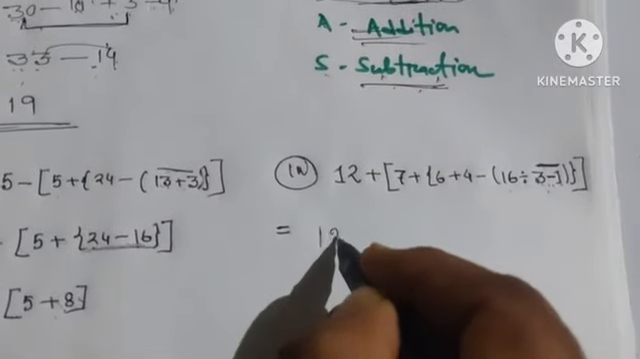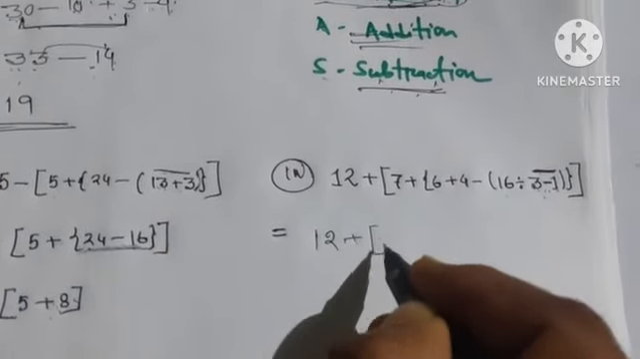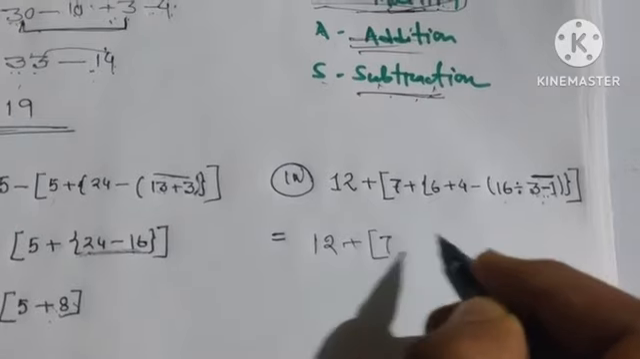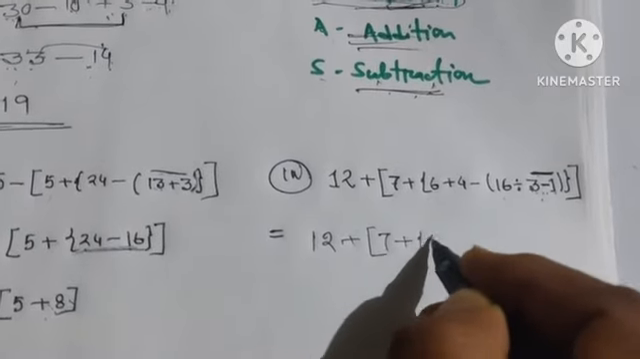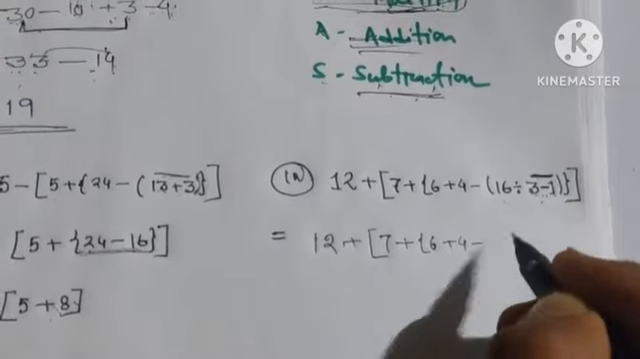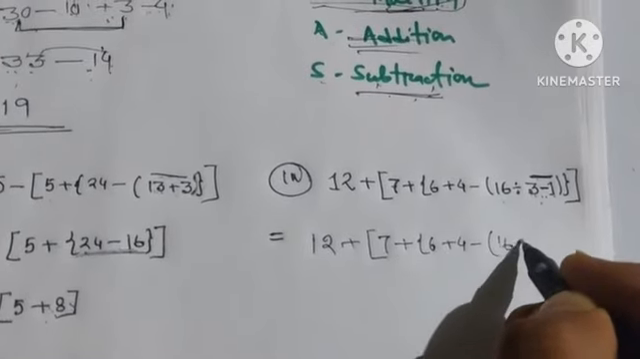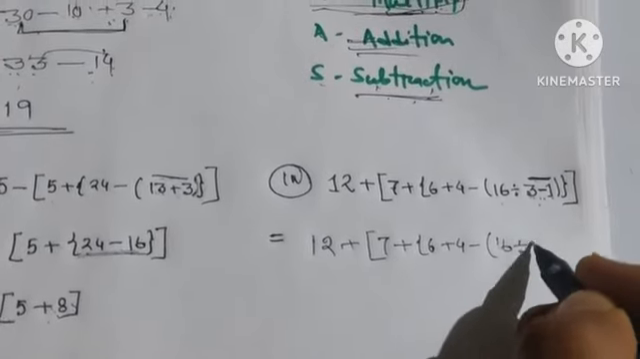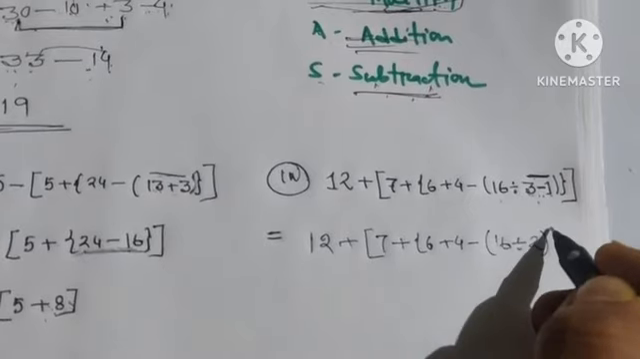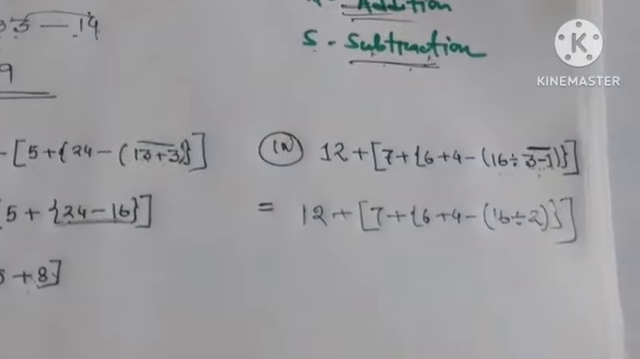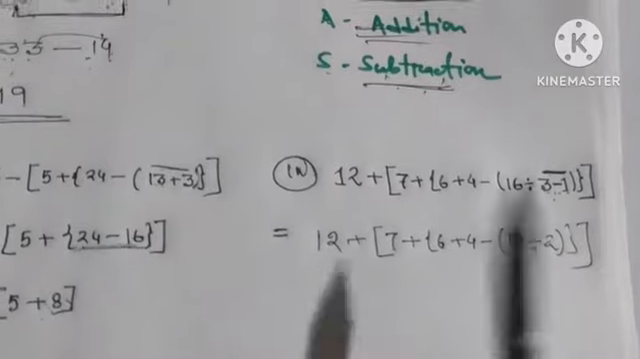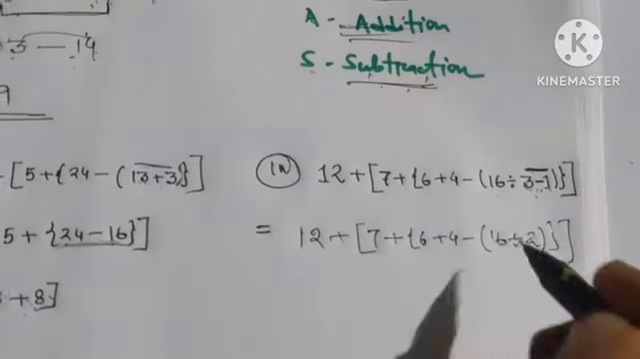That means 12, here 12 plus start the square 7 plus curly 6 plus 4 minus 16 divided by 3 minus 1, that means 2. Okay. Isn't it? Okay. Is there any doubt?